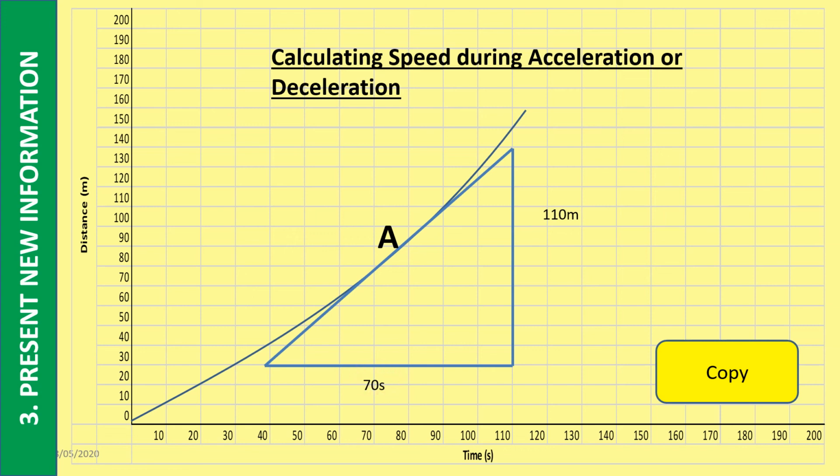Now, once you have these two bits of information, it's relatively simple. You just use your familiar formula, speed equals distance divided by time, substitute in your values, gives you an answer of 1.57 meters per second, which is a good approximation of the speed of the object at that point A.